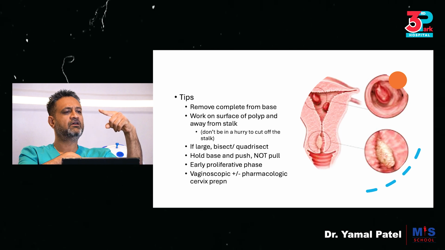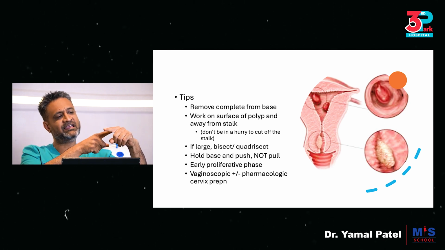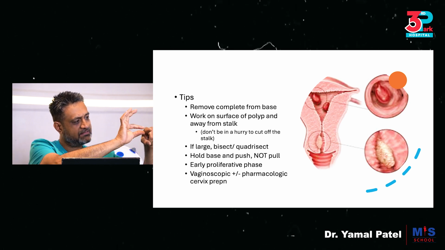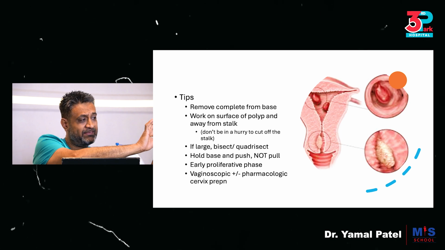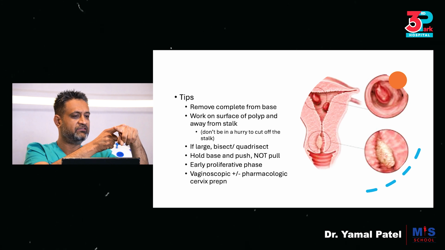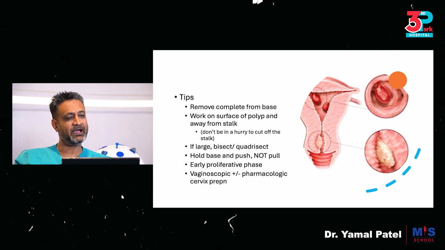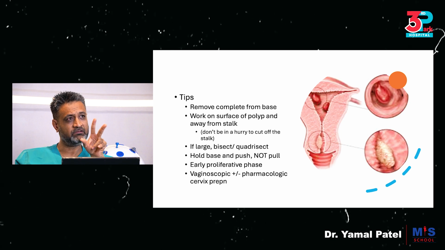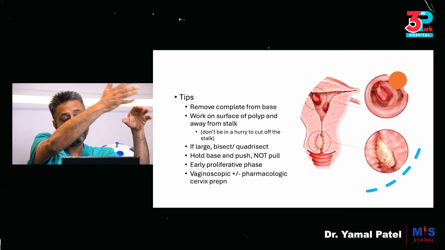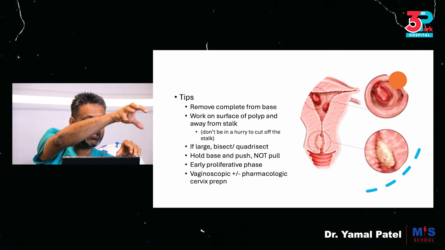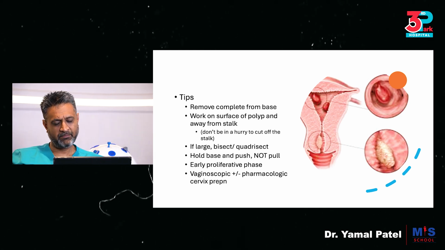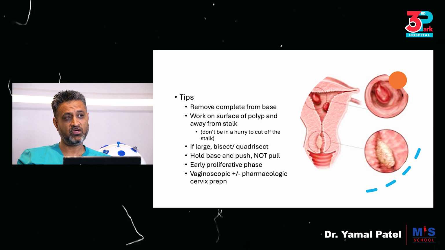So if it's a finger or a polypoid, pedunculated polyp, you can hold the base and then you will be able to remove it from the base. But if it's a larger one, you have to make sure you work from the tip downwards as you remove it. If it's large, you can bisect it or quadrisect it to remove it. So work on one half, cut off, or if it's very big, quarters. You remove this quarter, remove the next quarter, remove the next quarter, and the last quarter as you get to the base. Remember to hold the base and push, not pull.